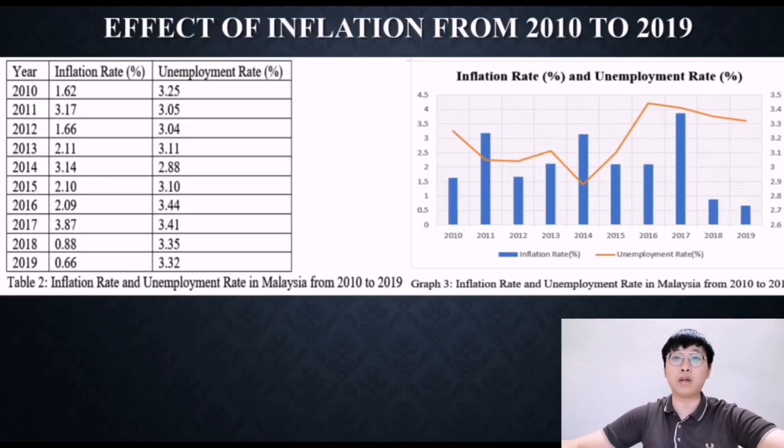Table 2 shows the inflation rate and employment rate in Malaysia from 2010 to 2019. And graph 3 shows the inflation rate and unemployment rate in Malaysia from 2010 to 2019. From graph 3, change in inflation rate can influence change in employment rate. When inflation rate increases, unemployment rate will decrease. This can be shown in the chart above in years 2011, 2014, and 2017. When inflation rate decreases, unemployment rate will increase. This can be shown in the chart above in year 2015.